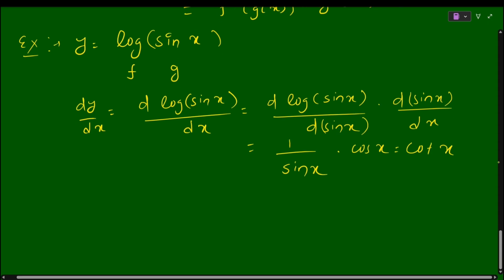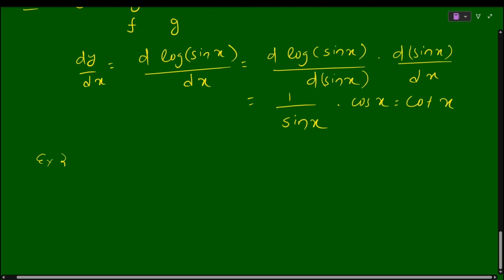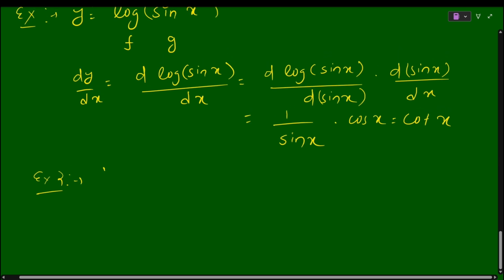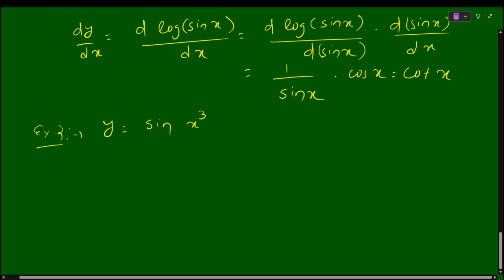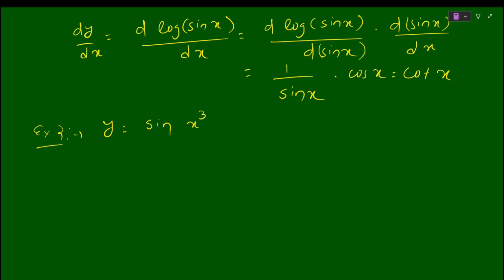Similarly, let's take another example. Suppose I want to find the derivative of sine x cube. Okay, see here there are no separate f and g functions, but we know the derivative of sine x, which is cos x. But instead of x, here this value is x cube. For that reason it is a composite function.